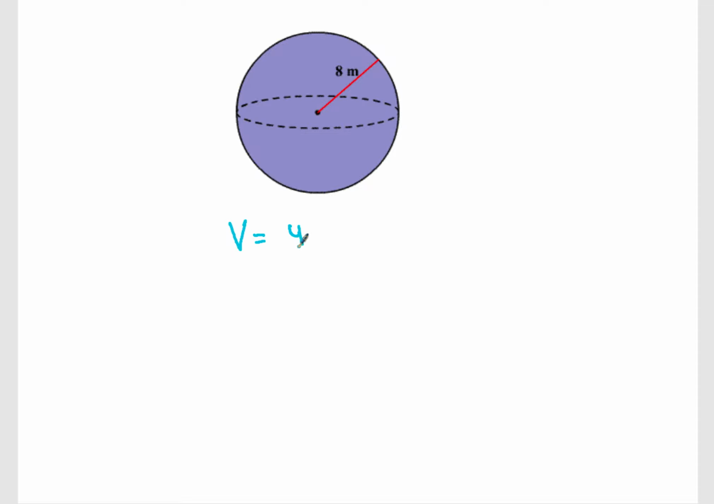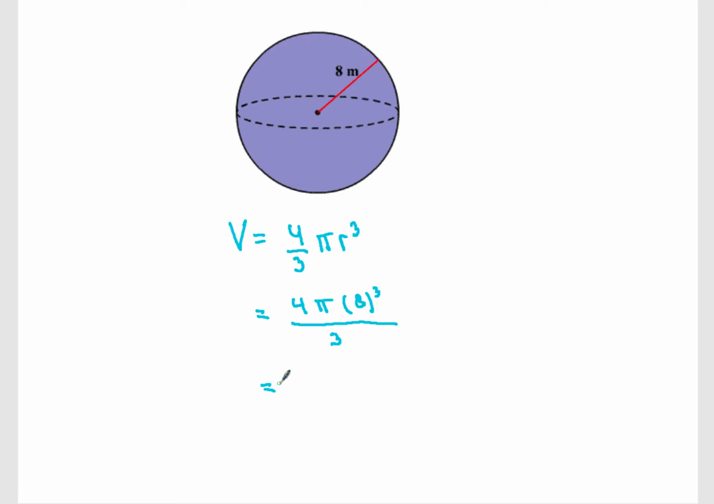it's 4/3 of pi r cubed. Plug it in. This is like saying 4. I could write it like this too, pi, and this is 8 to the power of 3. And I could divide the whole thing by 3. That's really exactly the same thing.